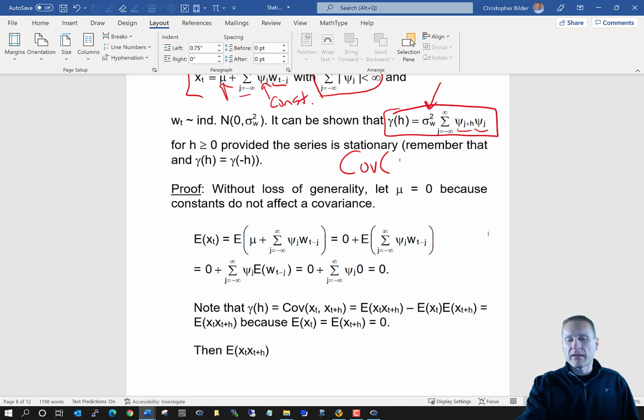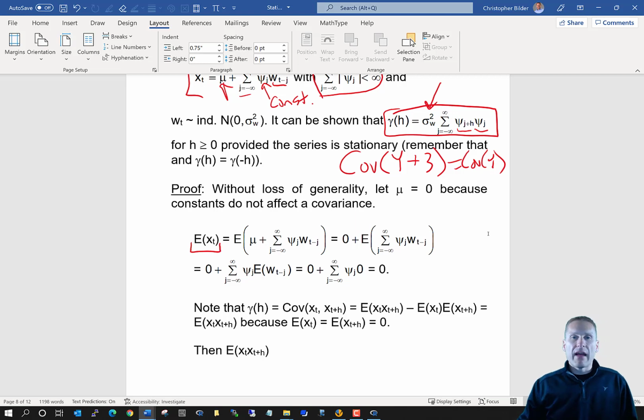So back in your first mathematical statistics course, if you had a random variable, we'll call it y, and I want to add, let's say, a constant 3 to it, well, then that's equal to the covariance of y. That constant just falls out. That's why I can let mu be equal to 0.